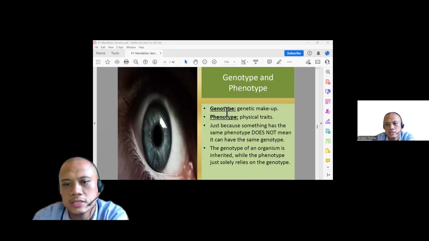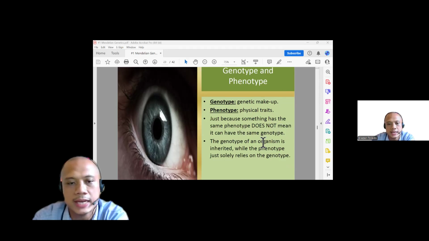This is given already. Genotype is the genetic makeup; phenotype means the physical traits. And as given here, just because something has the same phenotype does not mean it has the same genotype. Exactly.